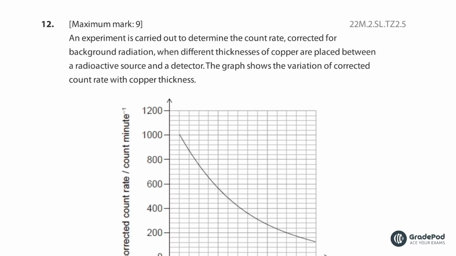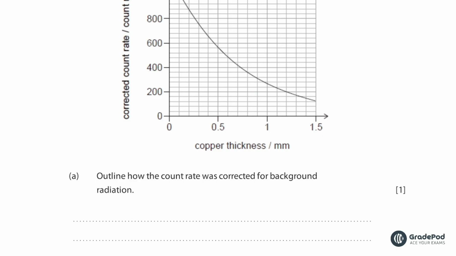12. An experiment is carried out to determine the count rate corrected for background radiation when different thicknesses of copper are placed between a radioactive source and a detector. The graph shows the variation of corrected count with the copper thickness. A. Outline how the count rate was corrected for background radiation. Well, what they do first is they take a reading with no source there, and then they subtract that from the count rate.